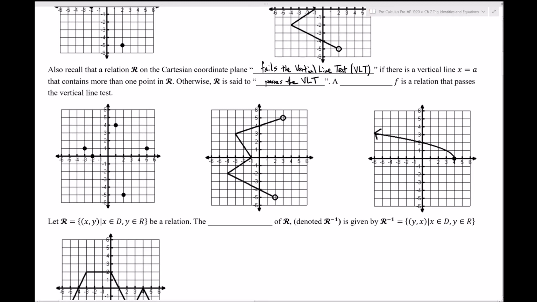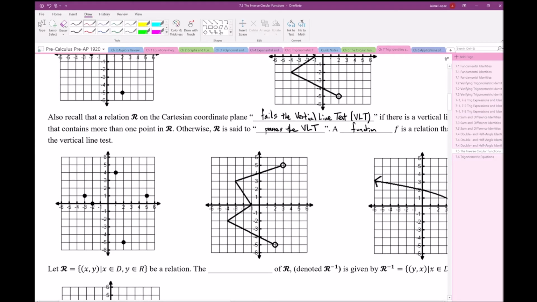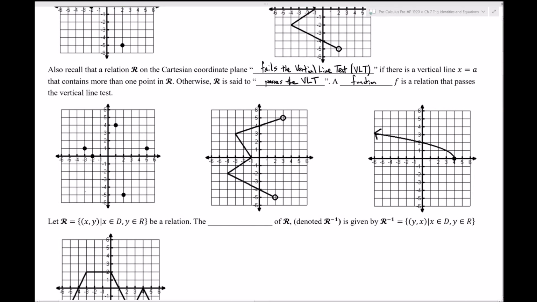Now, a relation that passes the vertical line test is known as a function. That's how we'll define a function in this course. So a function is a relation that passes the vertical line test. And what we can do, we can check really quickly to see which of these pass and fail. So if you look at the one on the left, that one passes because there's not a single vertical line that I can draw that'll cross this thing more than once.